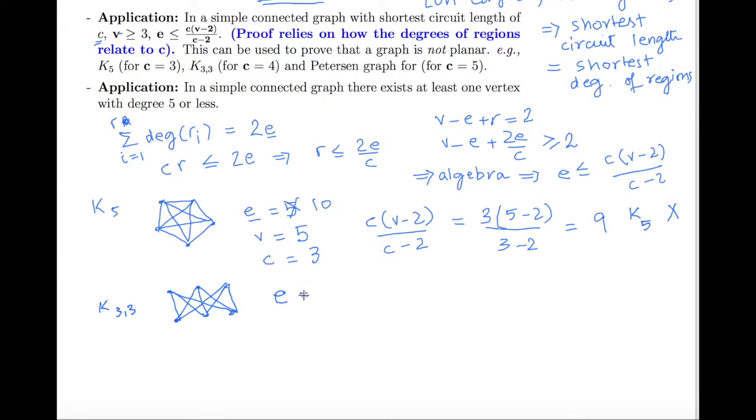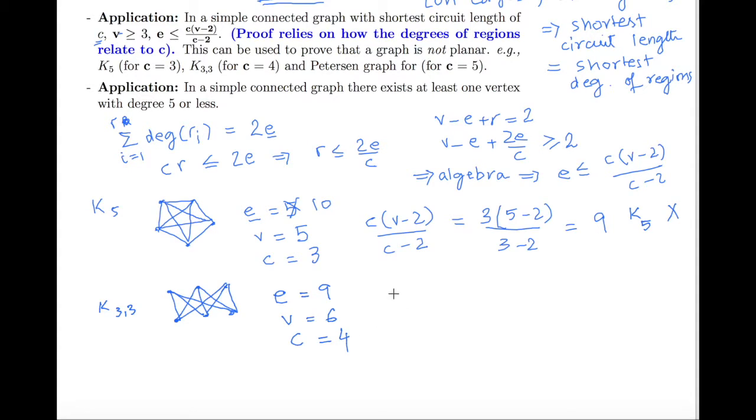So E is equal to 3, 3, and 3, which is 9. V is equal to 6. What is C here? What is the minimum length of a circuit here? 1, 2, 3, 4. It's a bipartite graph, right?